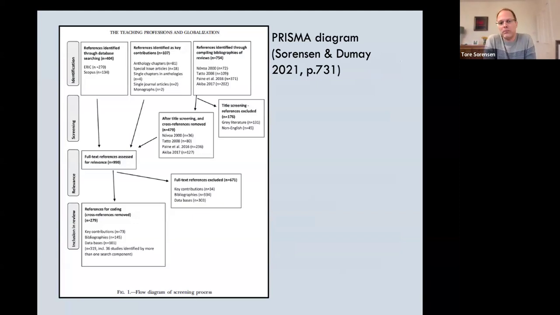It is now becoming very common to include a so-called PRISMA flow diagram in articles and other publications when you have done a scoping review or other types of reviews. And here you see, and this is also included in the article, so you can look in more detail there, how the numbers developed over the screening.